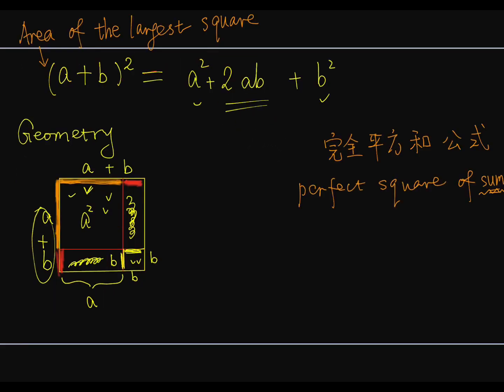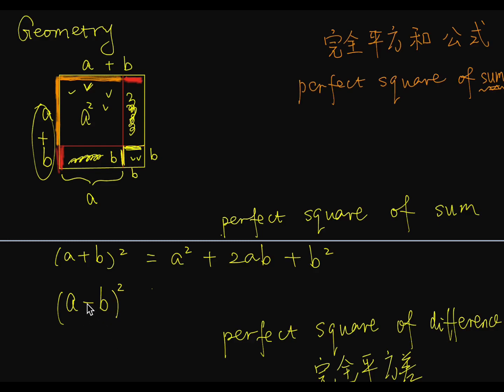For this formula, on the left-hand side we have the sum of a and b, and all of it is squared, so it's the perfect square of a sum. When we expand this, there are three terms: a squared, b squared, and the middle term, which is twice the product of a and b. This formula we call the perfect square of sum.